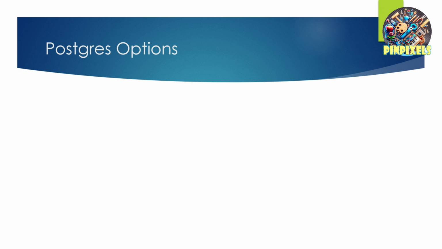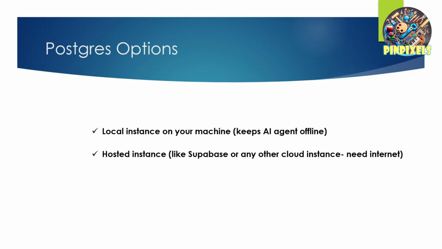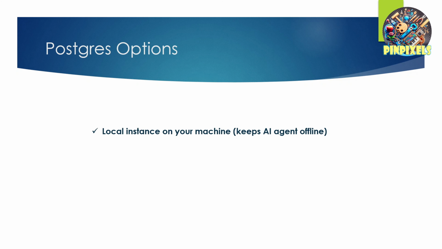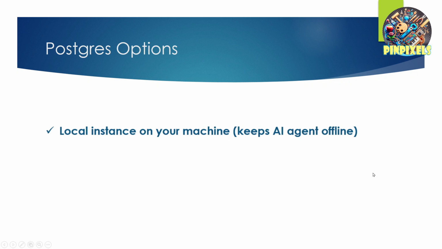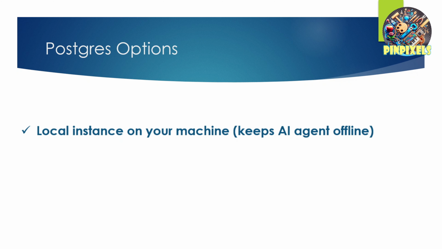For setting up Postgres chat memory, you need a running instance of Postgres server. It can be done in two ways. One, a local instance running on your machine. Or, number two, a hosted instance which is available on internet. For this particular video, we are going to use a local instance, keeping it an offline setup where you don't need internet to run an AI agent.